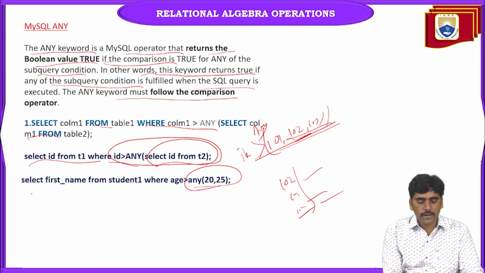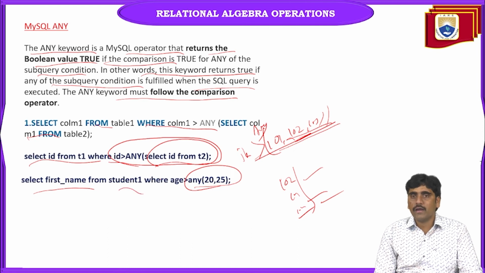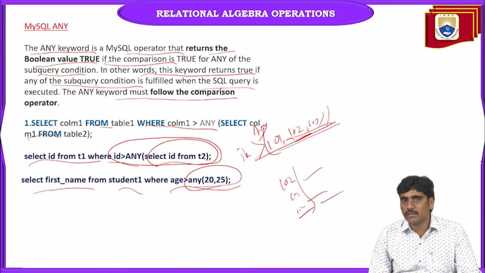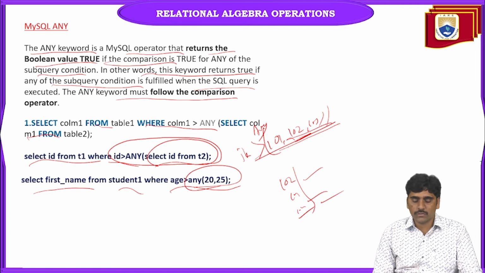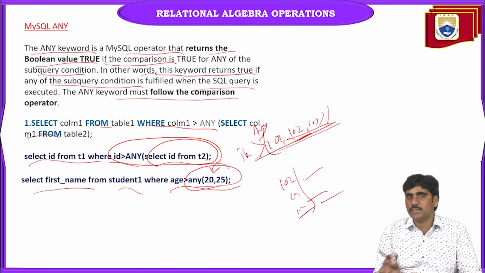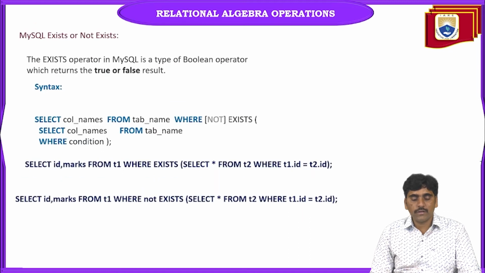The next example: select first name from student 1 where age greater than any of 20, 25. So whoever has an age of 20 or 25, it should be 20 or it should be 25. Those names will be displayed. And the next one is what?